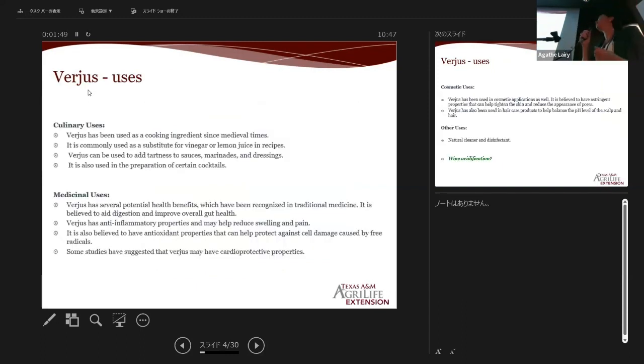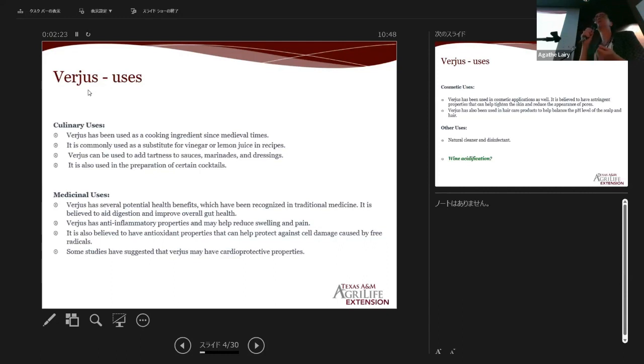Traditionally and historically, verjus has had many uses. It's had culinary uses. It's been used as a cooking ingredient since medieval times, actually, in various parts of the world. It's commonly used as a substitute for vinegar or lemon juice in salad dressings and sauces. It can be used as an addition to marinades and dressings. It's also very popular nowadays in the preparation of various cocktails. So it's a cocktail darling, really.